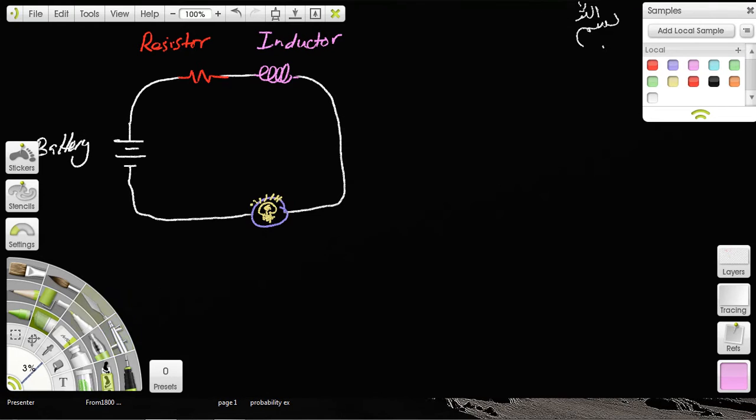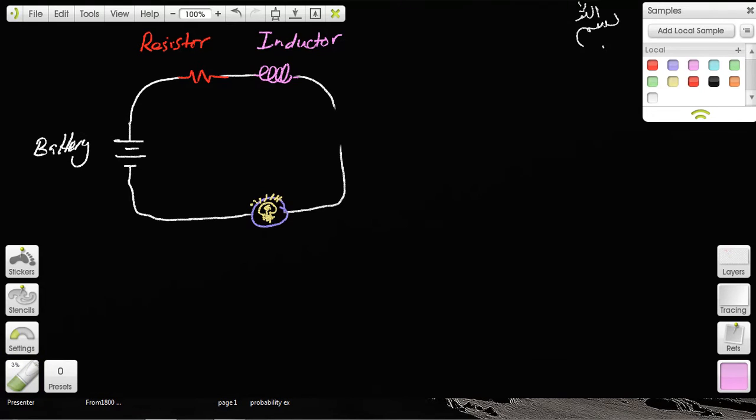Okay, and the third term that we need to know is a capacitor, like this. Now this kind of looks like a battery, but this is a capacitor, and this is a battery symbol. Capacitor and battery, they are different symbols. So this is a capacitor. Okay, now a capacitor holds the charge, the potential energy, for a brief period of time.